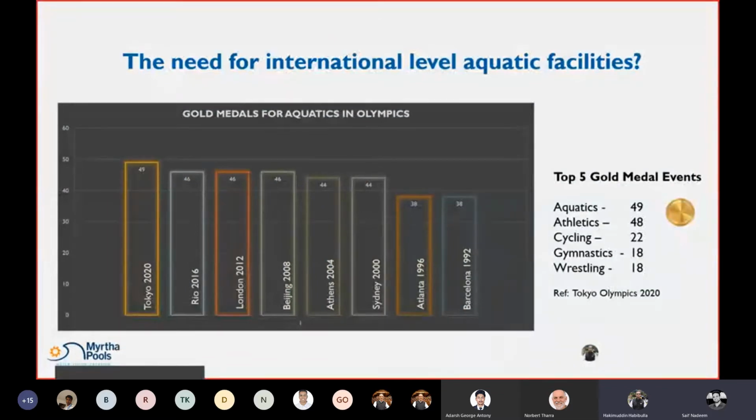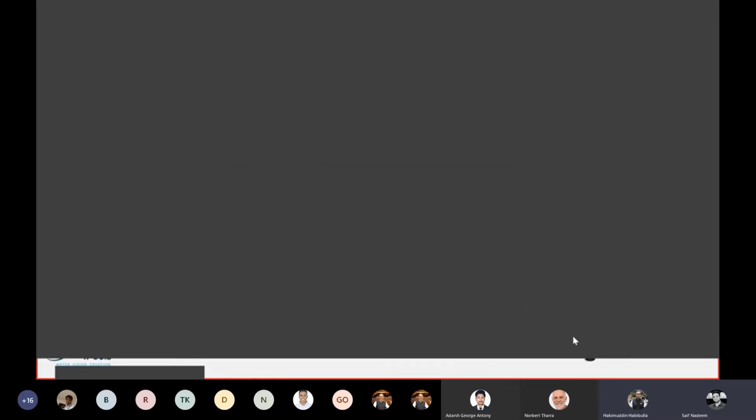Now, why do we need an international level aquatic facility? This graph, just at a very elementary level, is put together to put some context to why we feel it's important. As you see, we've captured from 1992 onwards how aquatic sports has been dominating or having a big basket of medals.